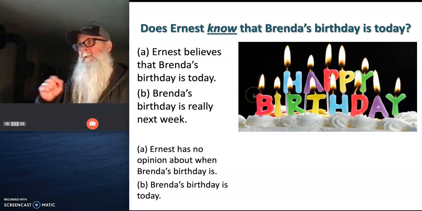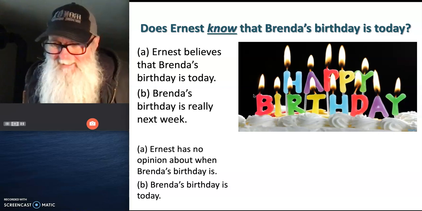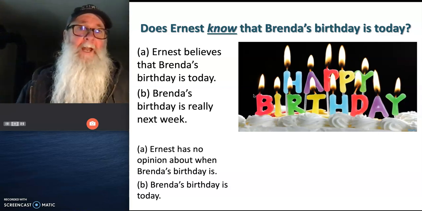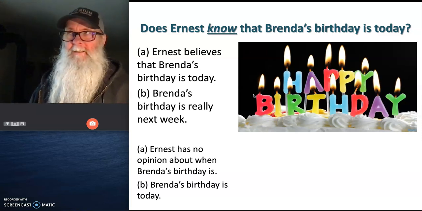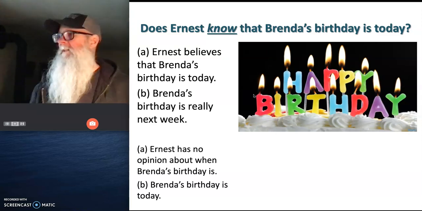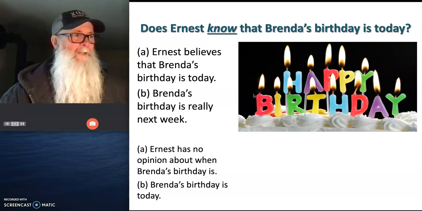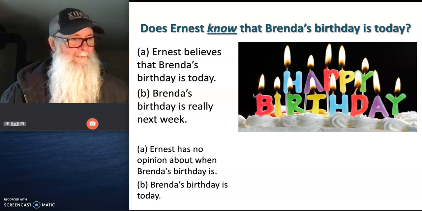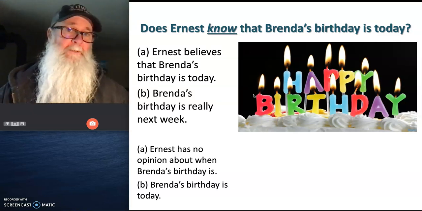What about this? He doesn't have any opinion about when Brenda's birthday is. He doesn't think about it. It just happens to be today. Does Ernest know that Brenda's birthday is today? Well, no, because he doesn't even have a belief about when it is. So you can't make a claim to knowledge without a belief. But you also can't make a claim to knowledge just because you have a belief, right?